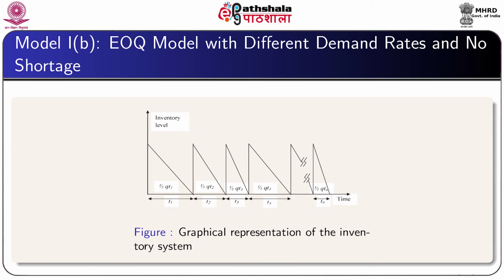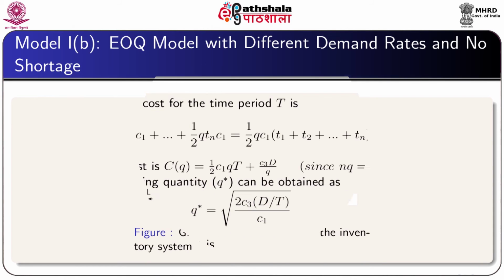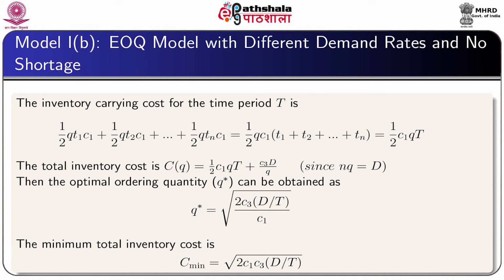This figure shows the graphical representation of the inventory system, and it could be noticed that there are n cycles and n cycles are of different lengths, whereas the order quantity in each cycle is the same. So, the holding cost will be different for different cycles. The inventory carrying cost or holding cost for the time period T can be obtained as half Q T1 C1 plus half Q T2 C1 plus ... plus half Q Tn C1, which is equal to half C1 QT.